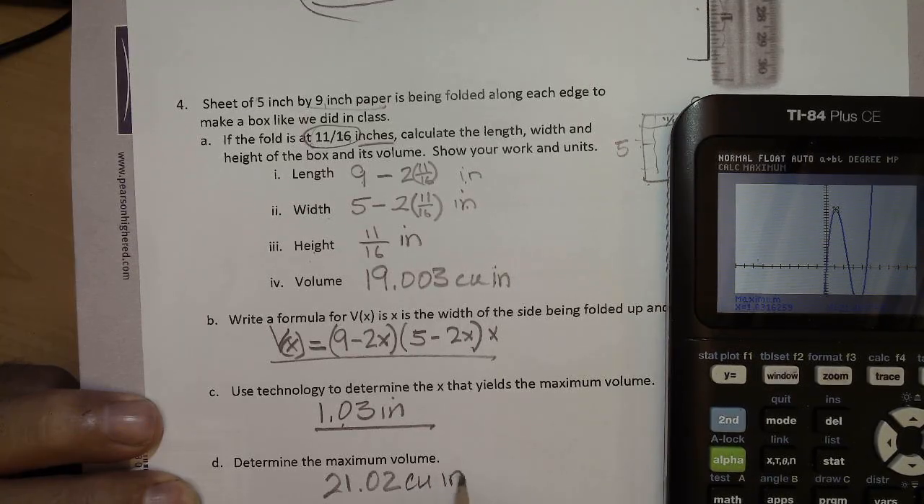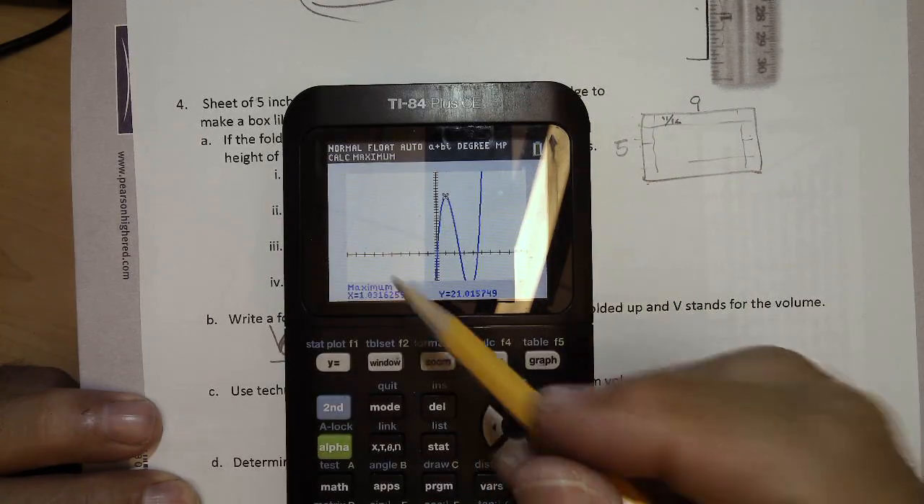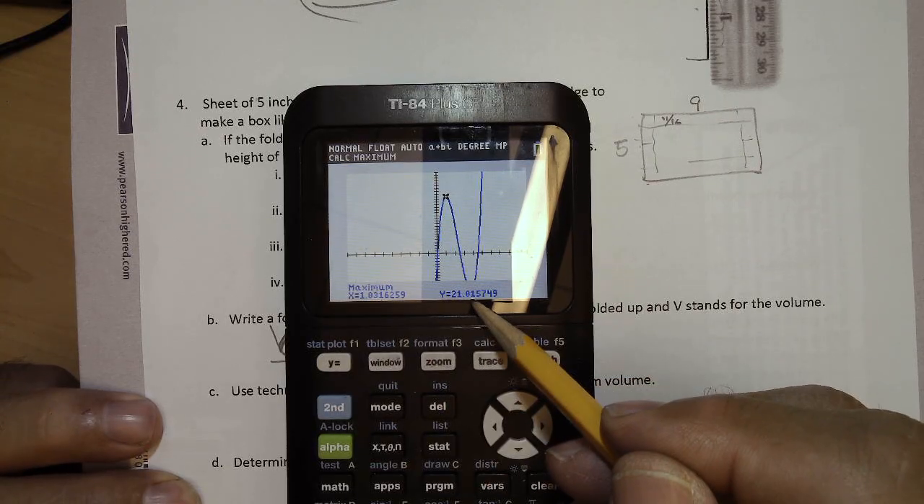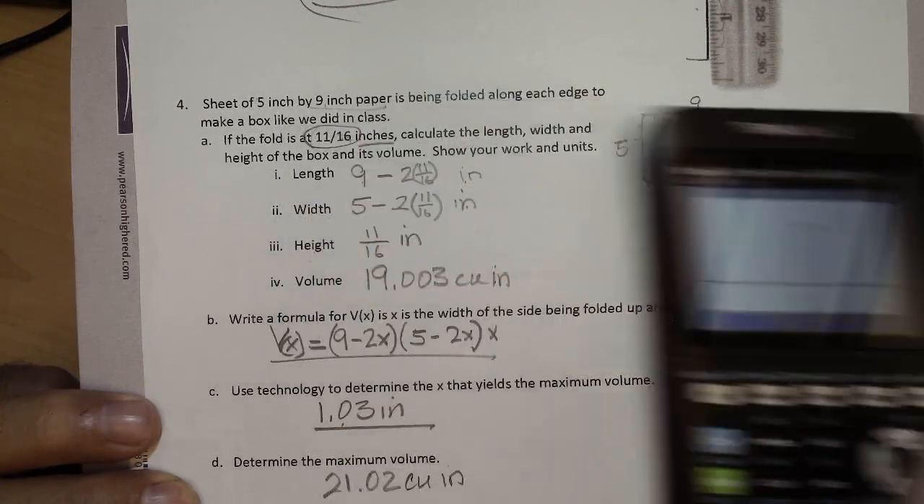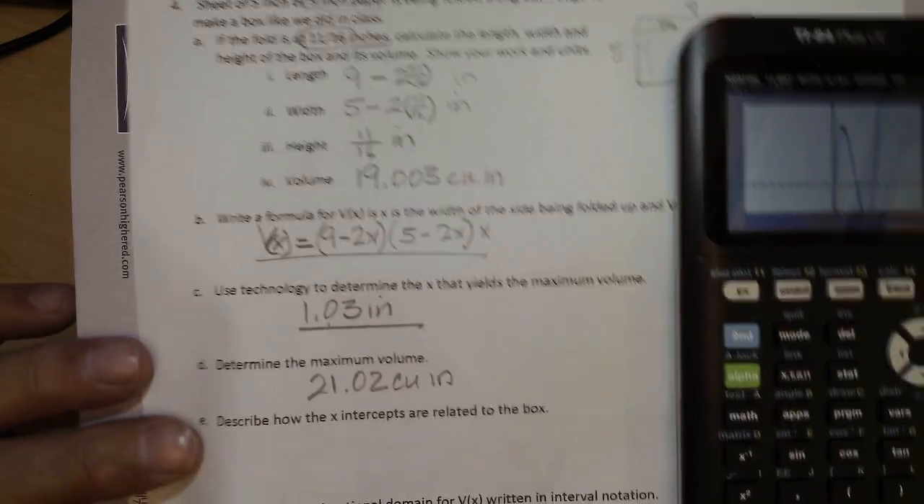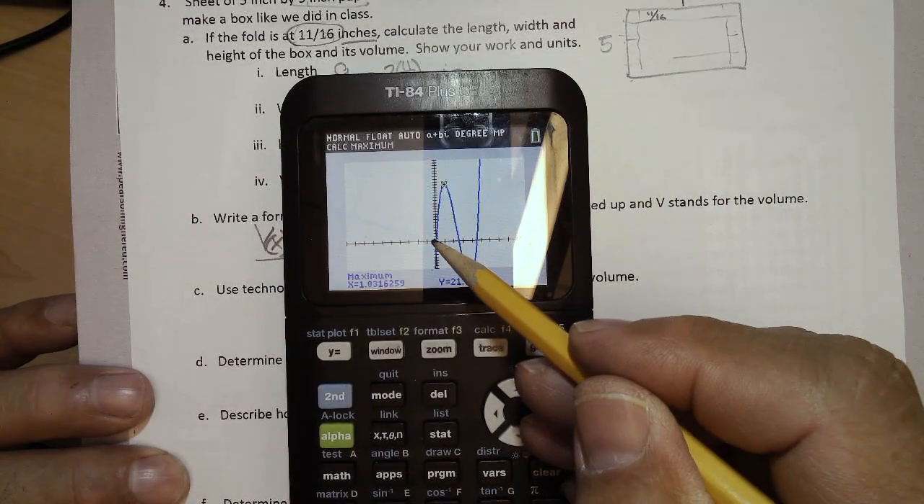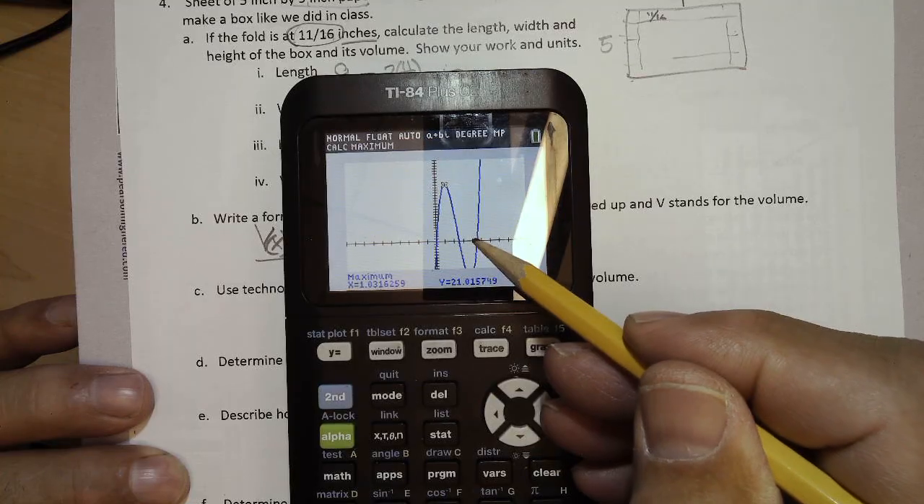Cubic inches. So you can see the maximum, the X value gives the maximum and what the maximum value is. Okay? Now there are 3 x-intercepts. There's one there, there's one there, and one there.